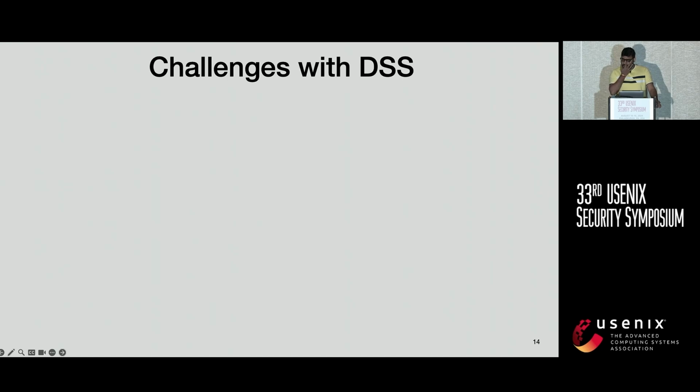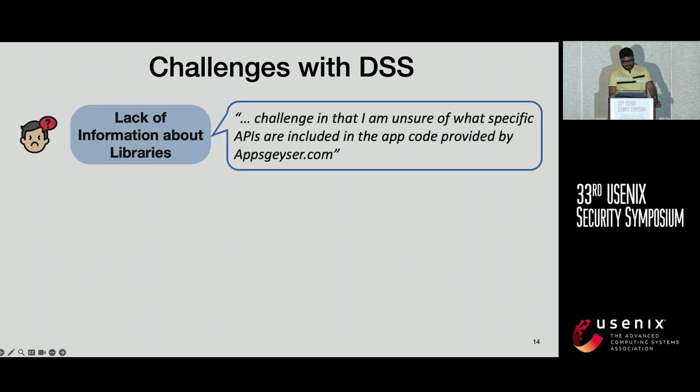Okay, so for challenges, developers reported several challenges while interacting with DSS. First, they lack detailed information about privacy practices of third-party libraries, making it difficult for them to assess their own privacy practices.